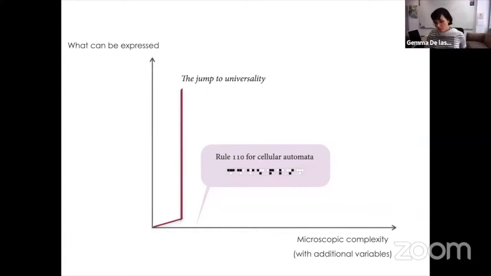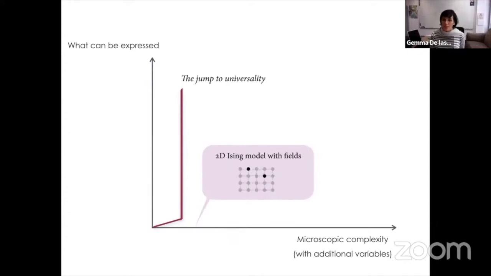First of all, the rule 110 for cellular automata, it is well known to be computationally universal, so it is beyond the jump to universality. It has jumped to universality. It's also the case for the 2D Ising model with fields for a slightly different notion of universality, and that's precisely the point of what I want to do. I want to compare these things rigorously.